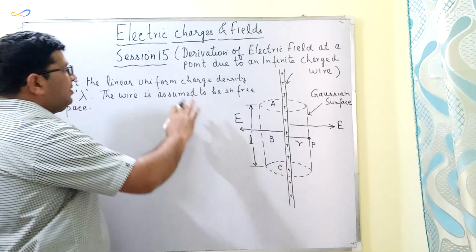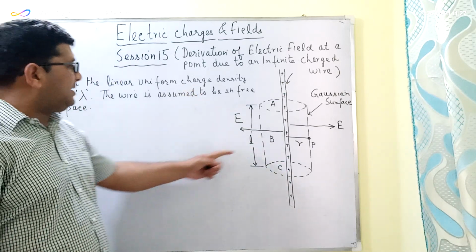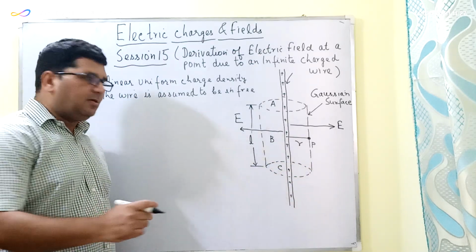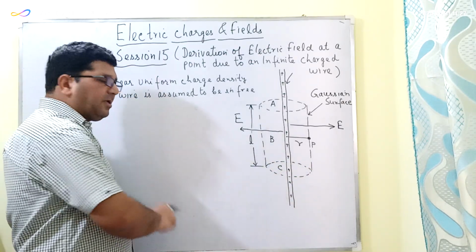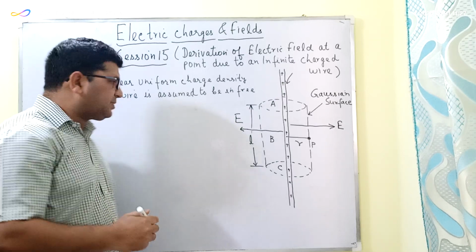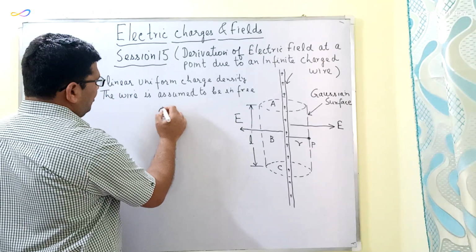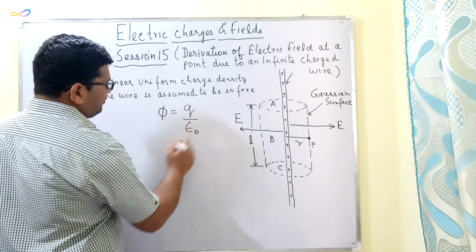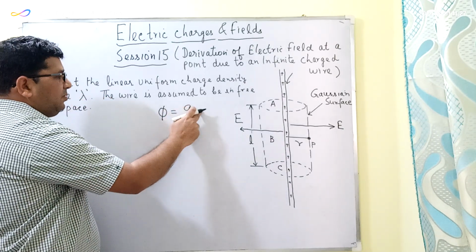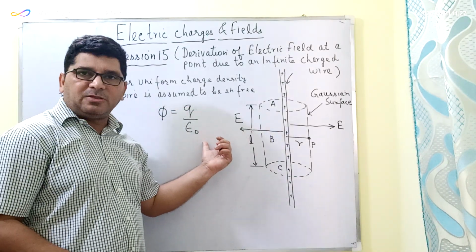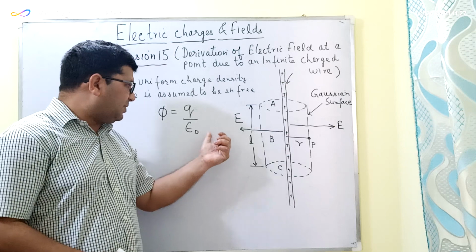So, in order to find the electric field at this point P, I will be using the Gauss law. Now, as per the Gauss law, the electric flux which is passing through a closed surface is given by Q upon epsilon naught, where Q is the total amount of charge which is enclosed by that closed surface.